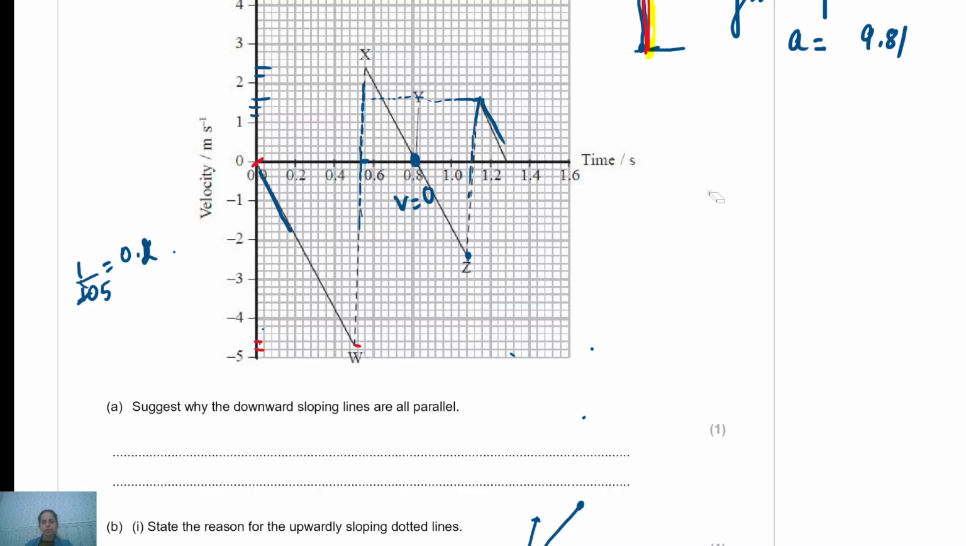What has happened here is a ball is dropped. It hits the ground with 4.7 meters per second, bounces up with 2.4, reaches some maximum height, and this height is y. So this height it wants. How do you solve it?